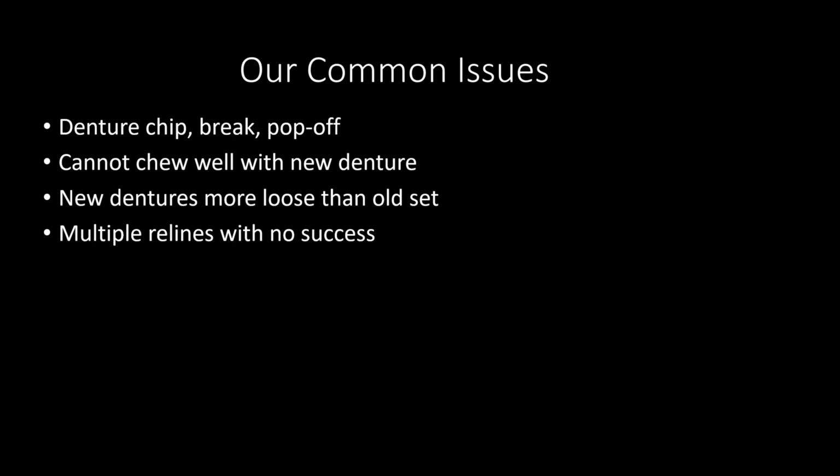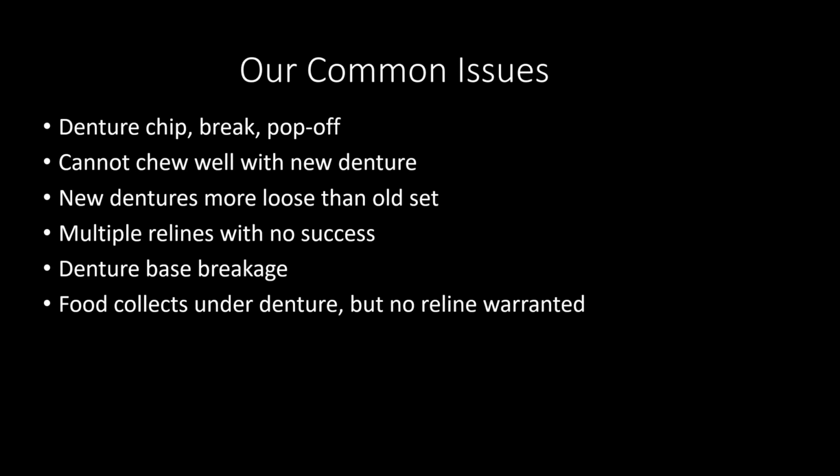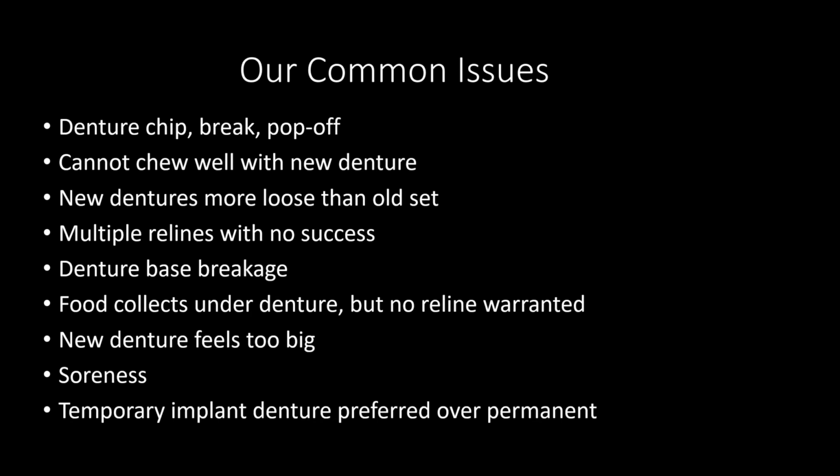Multiple relines with no success. Of course, the denture breaks. Food collects under the denture, but you don't need a reline, which means when we check it, the denture fits against the ridge and it's not wobbly per se, but then the food still collects under it during the chew process and the chew cycle. New dentures are feeling too big, soreness, of course, and then the temporary denture preferred over a permanent.